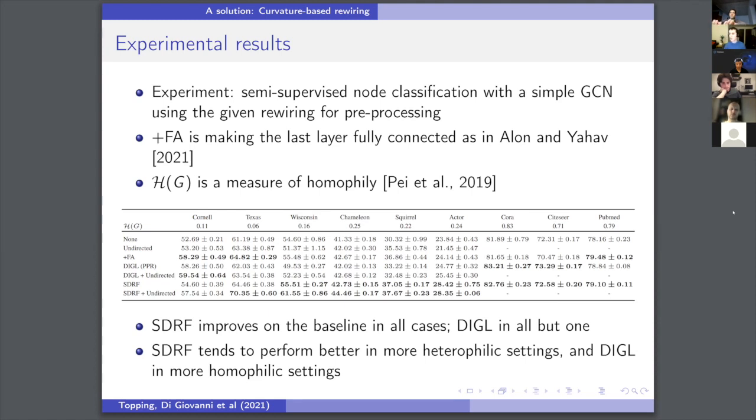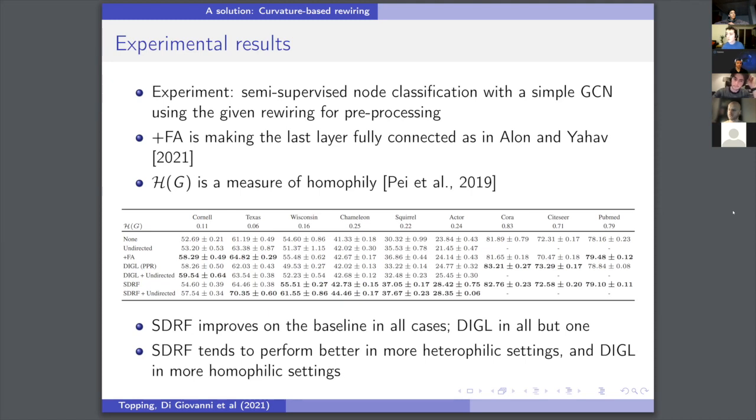This is a big table, and please go to the paper for full experimental details, hyperparameters and results. But our main takeaways were that stochastic discrete Ricci flow improves on the baseline in all cases, and DiGL does in all but one, which was more of a pathological case. And that SDRF tends to perform better in the more heterophilic settings and DiGL in the more homophilic settings. So they both give improvements, but potentially there are graphs and settings where one method may improve more than the other. So I guess that's what we're saying: both methods may give performance gains depending on your graph, so try both.